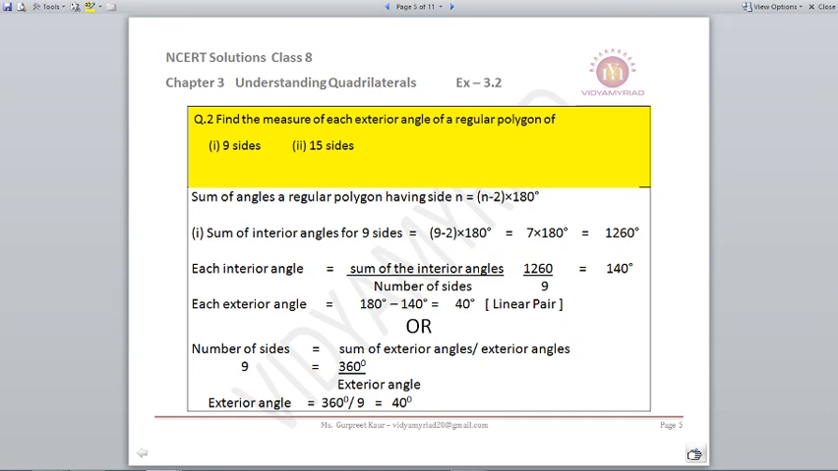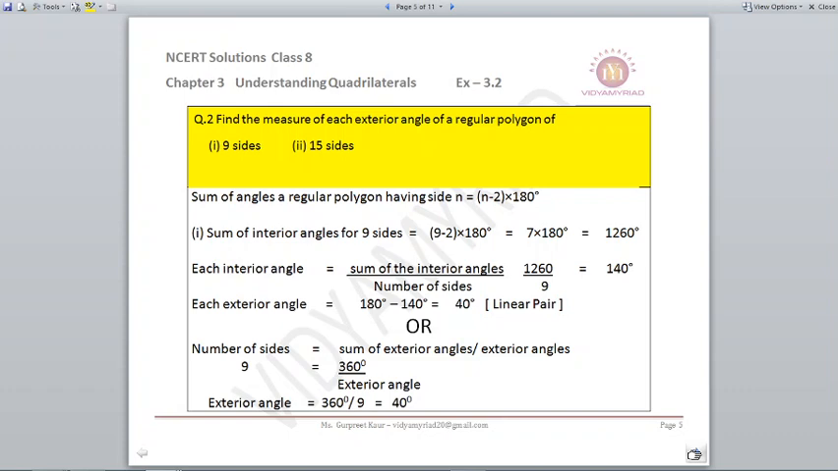Question number 2. Find the measure of each exterior angle of a regular polygon of 9 sides and 15 sides. Now children, there are two ways of doing it. So I am going to teach you both the ways. You can choose any method you want to do it. So that is why I have mentioned or here.